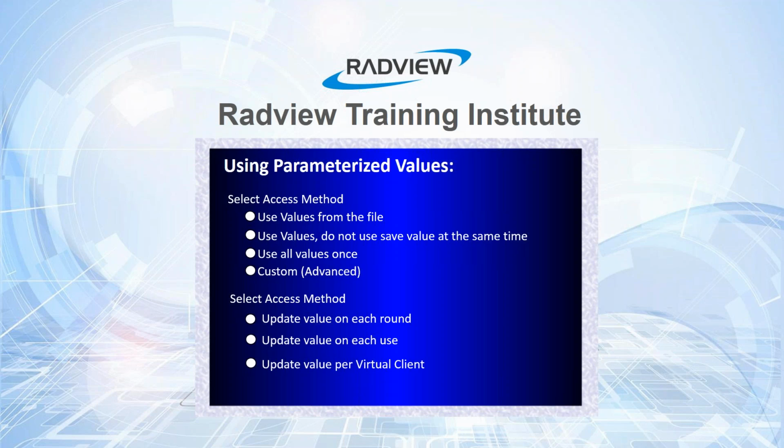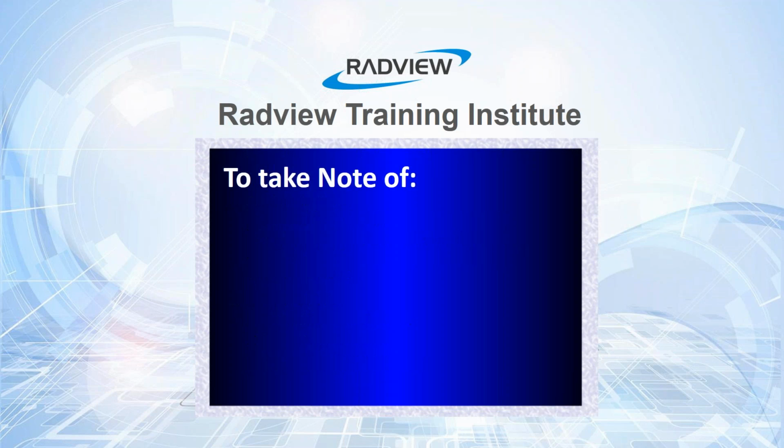Okay, and then we have an update value per virtual client, which says, okay, once a virtual client selects a value from this table, he uses that value the entire time. They never go back and fetch a new value. So even if the virtual client comes around and starts a second round, that virtual client will keep the same value it had originally. So those are the options there. These are things that you need to define to WebLOAD so it knows exactly how to use that data inside of your script.